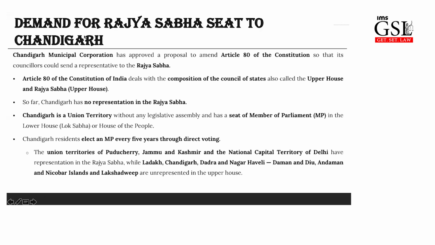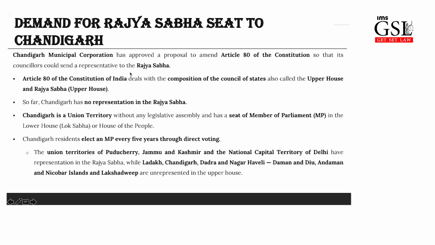Demand for a Rajya Sabha seat for Chandigarh. The Chandigarh Municipal Corporation has approved a proposal to amend Article 80 so that its councillors could send a representative to Rajya Sabha. Article 80 of the Constitution deals with the composition of the Council of States, right? The Rajya Sabha, also called the Upper House. So far, Chandigarh has no representation in Rajya Sabha. Chandigarh is a UT without any legislative assembly and has a seat of Member of Parliament in the Lower House, or the House of the People. Chandigarh residents select an MP every 5 years through direct voting. The UTs of Puducherry, Jammu and Kashmir, and the NCT of Delhi have representation in Rajya Sabha, while Ladakh, Chandigarh, Dadra and Nagar Haveli, Daman and Diu, Andaman and Nicobar and Lakshadweep are not represented in the upper house.